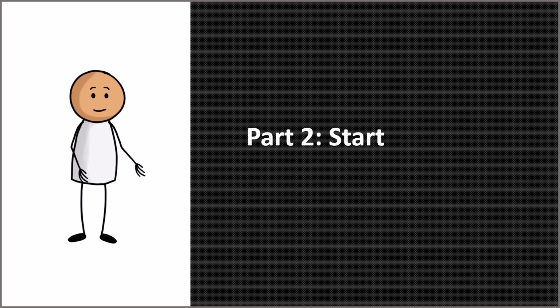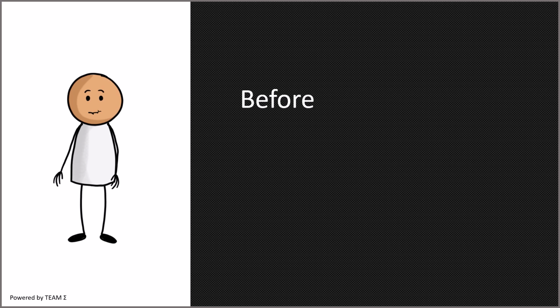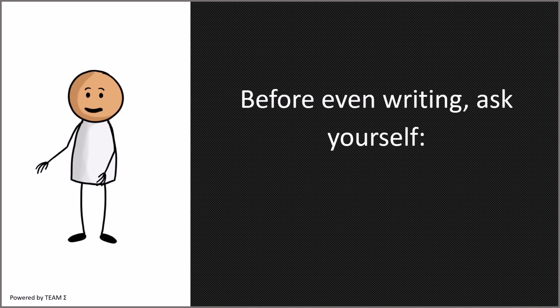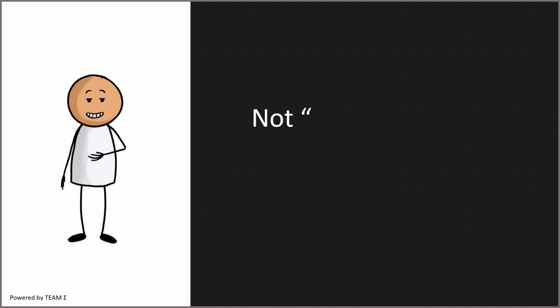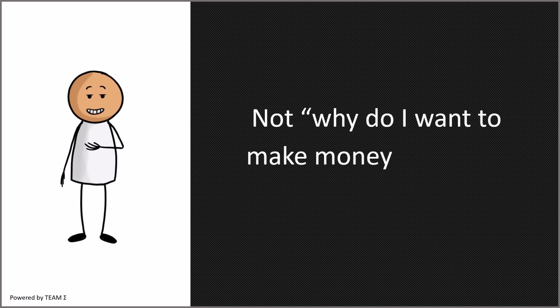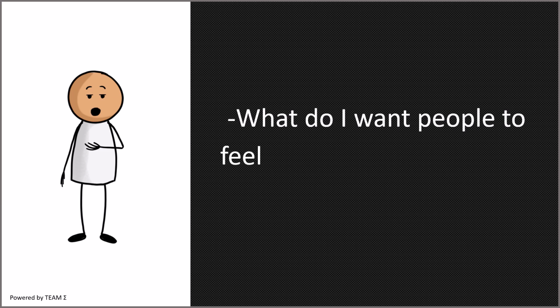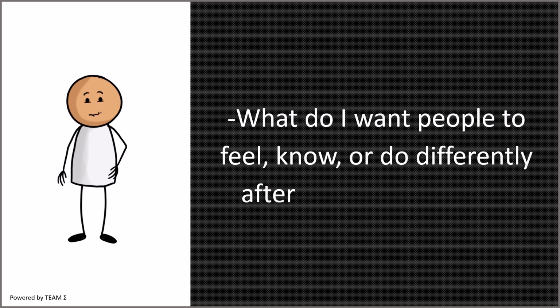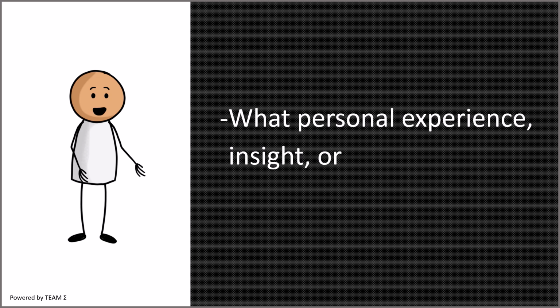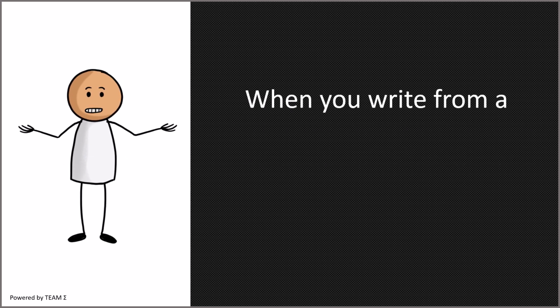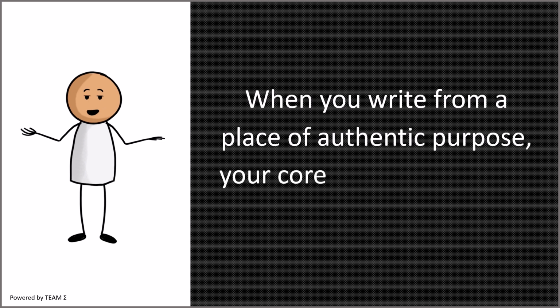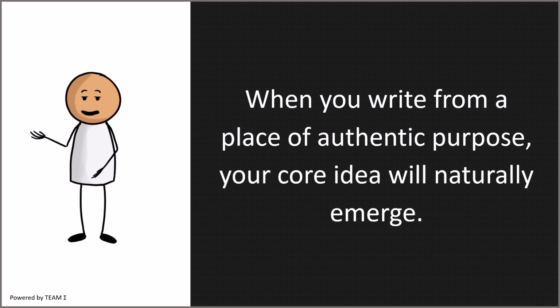Part 2. Start with your why. Before even writing, ask yourself, why am I writing this ebook? Not why do I want to make money? That's assumed. But what do I want people to feel, know, or do differently after reading this book? What personal experience, insight, or frustration am I drawing from? When you write from a place of authentic purpose, your core idea will naturally emerge.